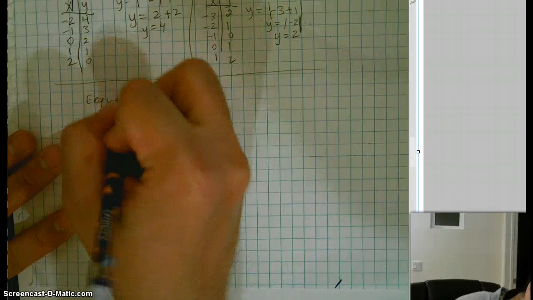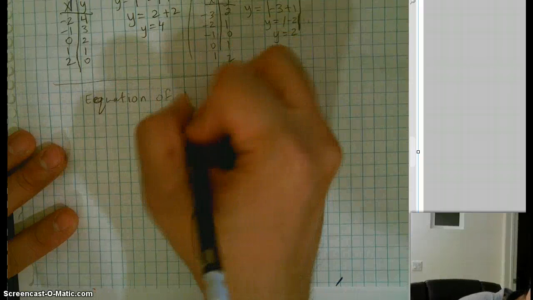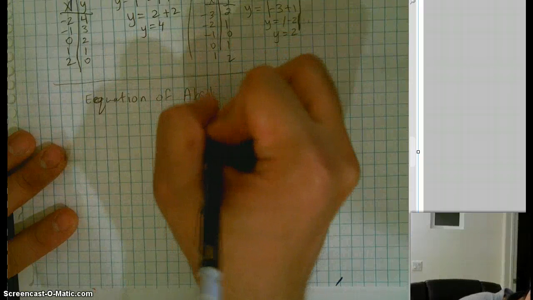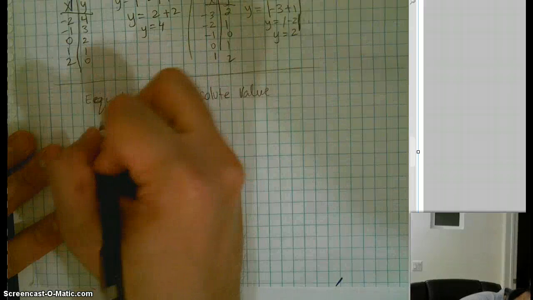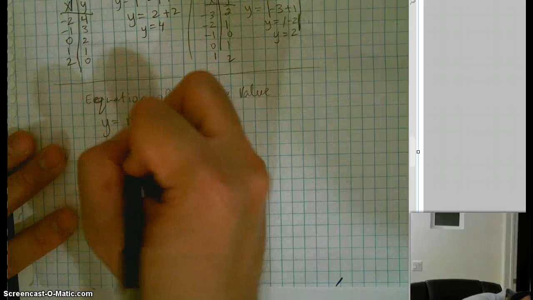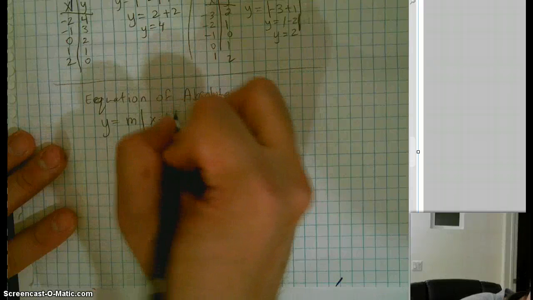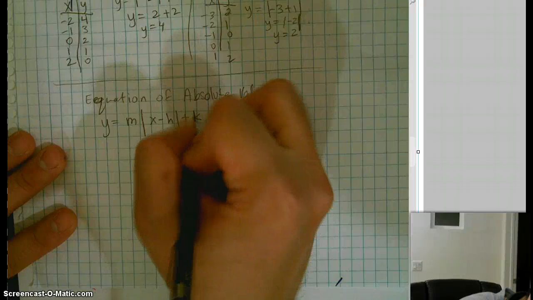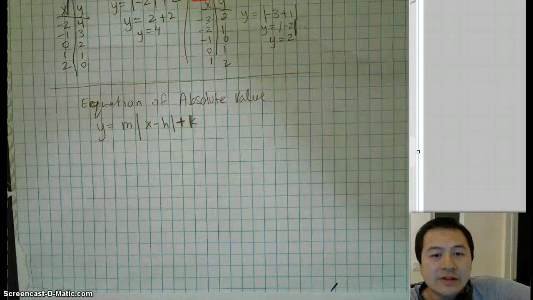Equation of absolute value. It's going to be y equals m times the absolute value of x minus h, plus k. Y equals m |x minus h| plus k.